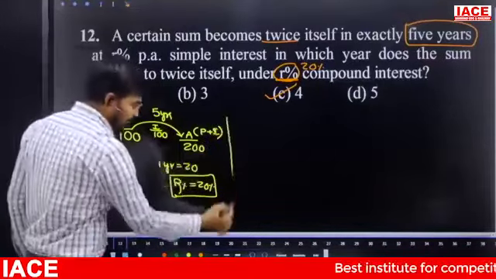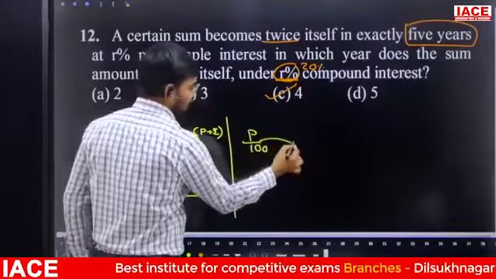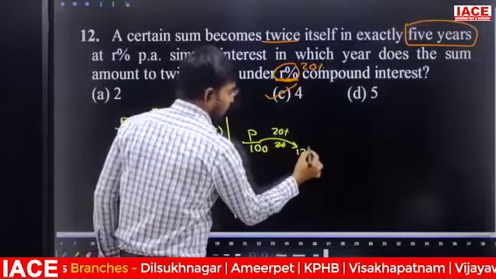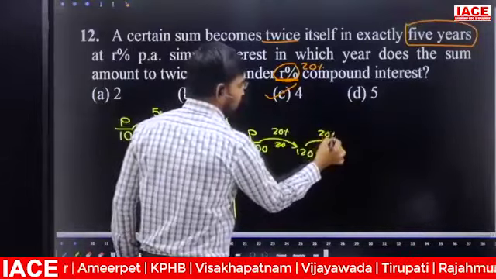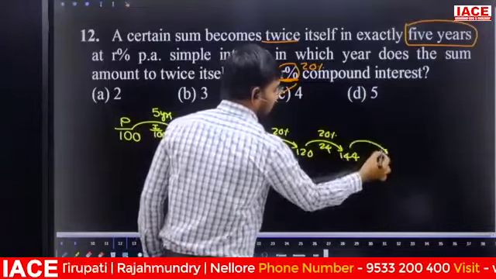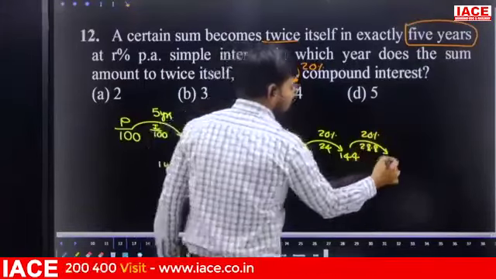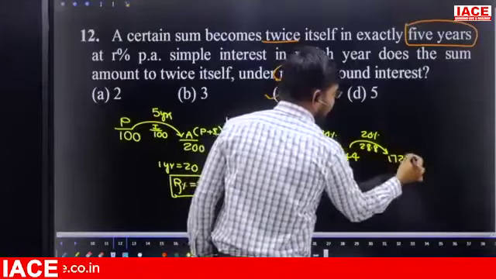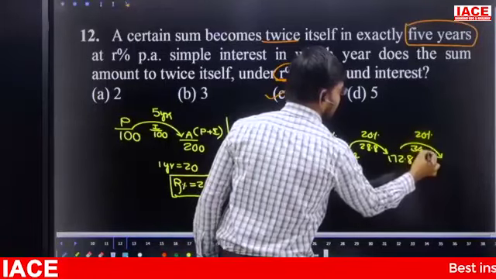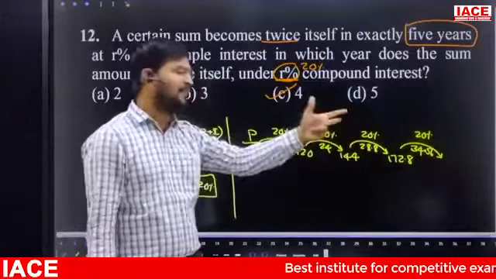If the rate of interest is 20%, in compound interest, how many years will it take? I already explained this. 20% on 100 is 20, so it becomes 120. Again 20% on 120 is 24, so it becomes 144. Again 20% on 144: 10% is 14.4, 20% is 28.8, so it becomes 172.8. Again 20% on 172.8 is 34.56. If you add 34.56 to 172.8, definitely it will cross 200.